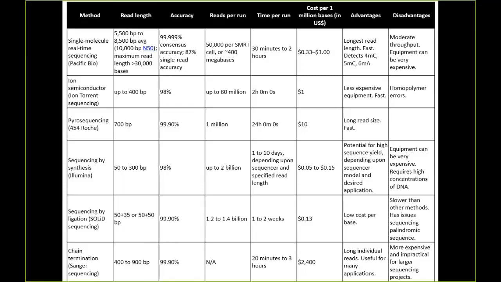So this is the black sheep on here. This is not actually high throughput sequencing. That is not next generation sequencing. That is the original sequencing.